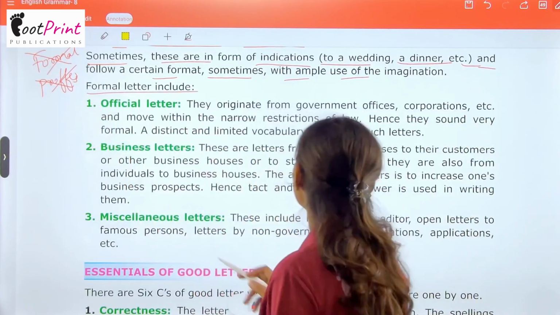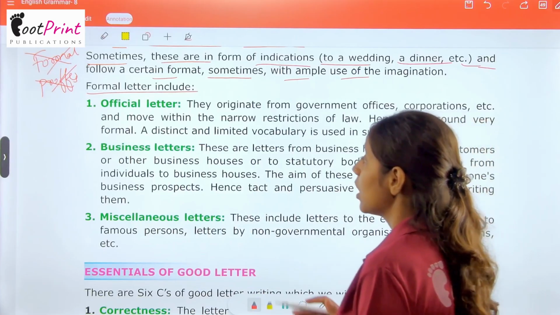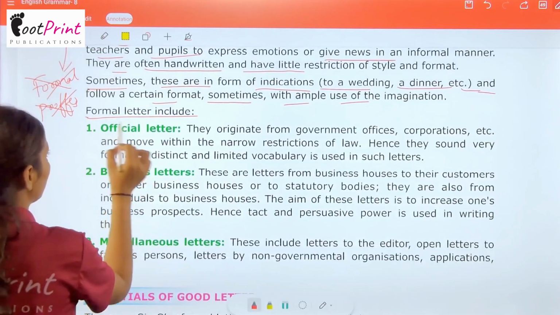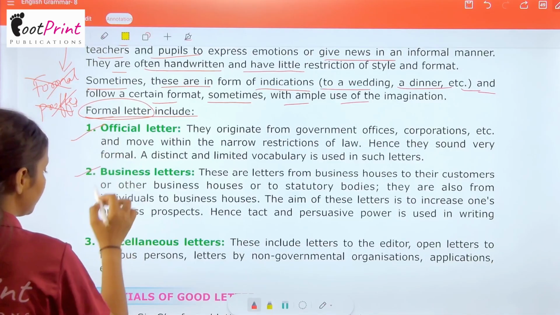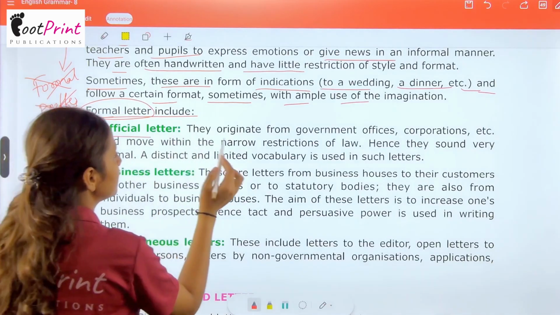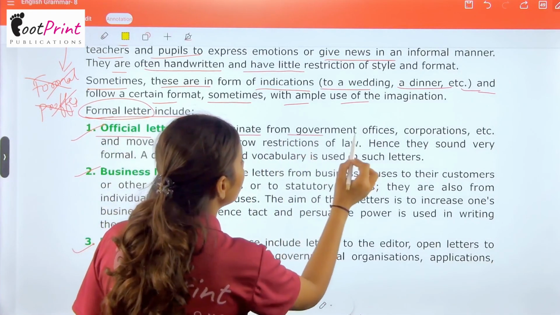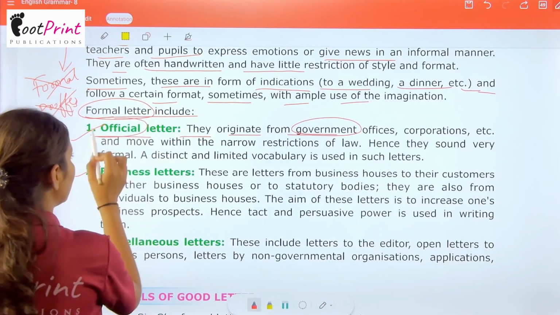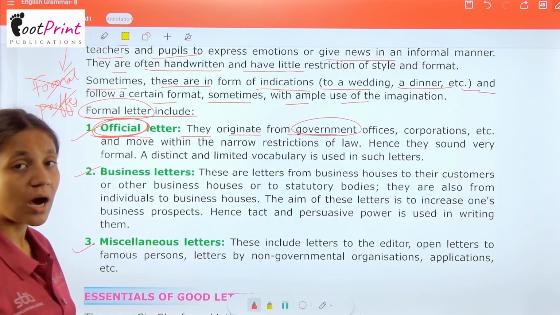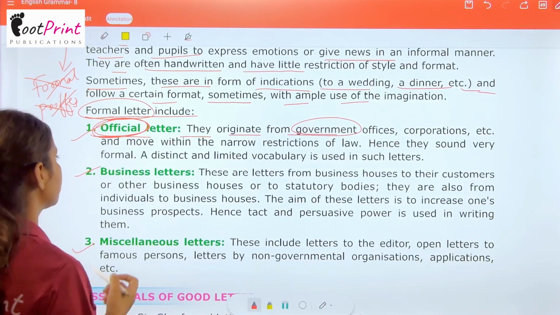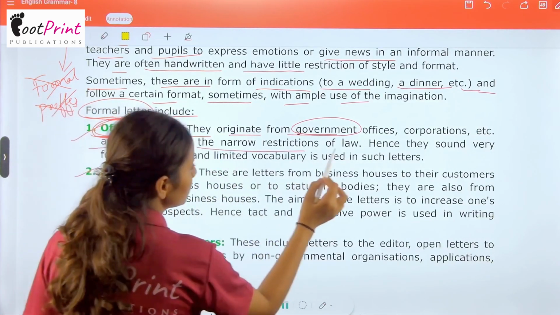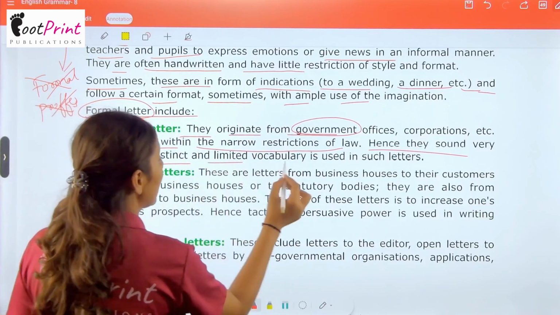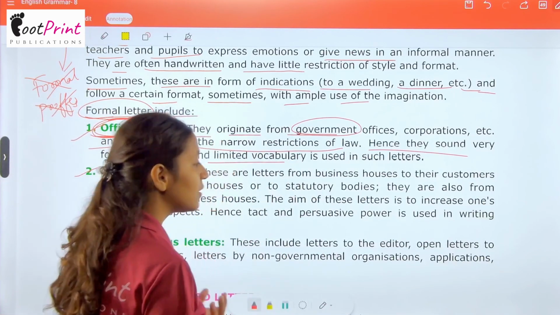Now formal letters include official letters, business letters, and miscellaneous letters. Official letters originate from government offices, corporations, etc. So official letters are those kinds of letters which originate from the government side. They move within the narrow restriction of law, hence they sound very formal. A distinct and limited vocabulary is used in such letters.